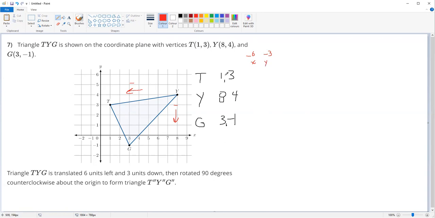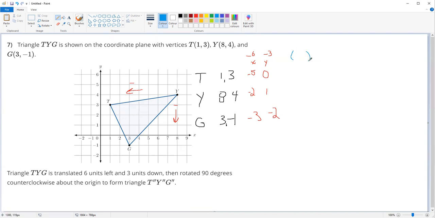Okay, so 1 minus 6 is -5. I'm only pulling off my y coordinates. -5. 8 minus 6 is -2. 3 minus 6 is -3. 3 minus 3 is 0. 4 minus 3 is 1. -1 minus 3 is -2. My first translation. I'm going to go to blue now.